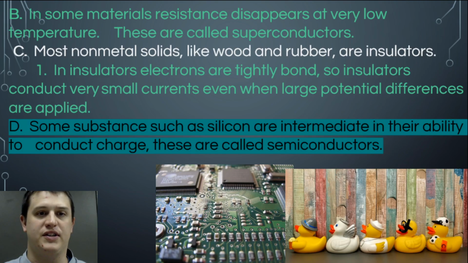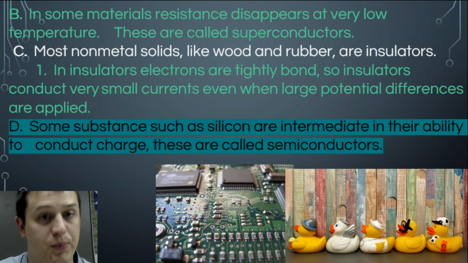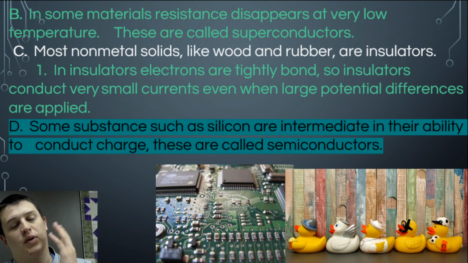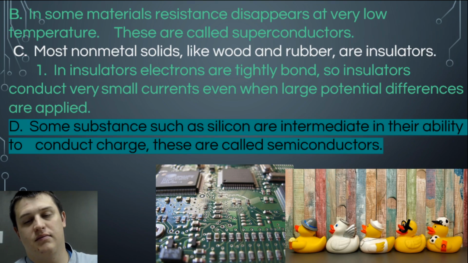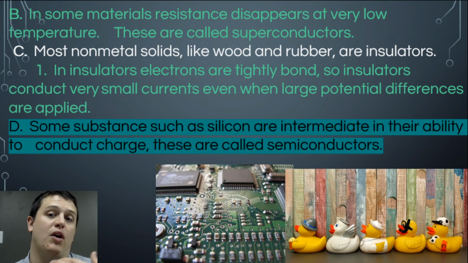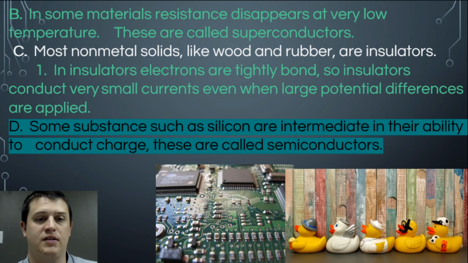All right, materials whose resistance disappears at very low temperature are called superconductors. So what kind of things would be superconductors? Typically, those are things we're trying to put into our microchips to cause superconduction because there is very low resistance. Most non-metal solids like wood and rubber are insulators.